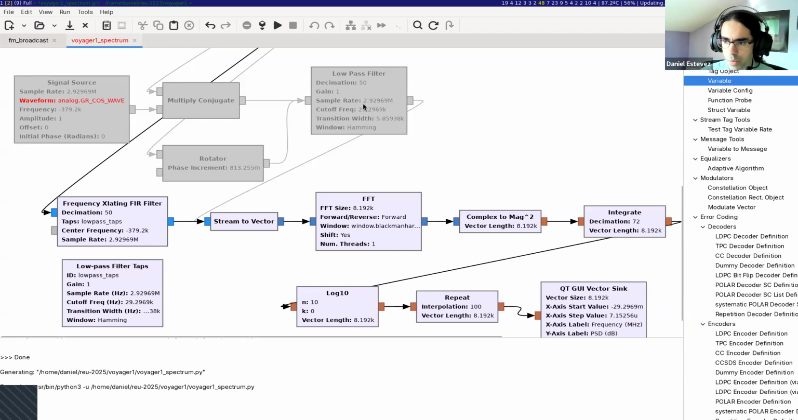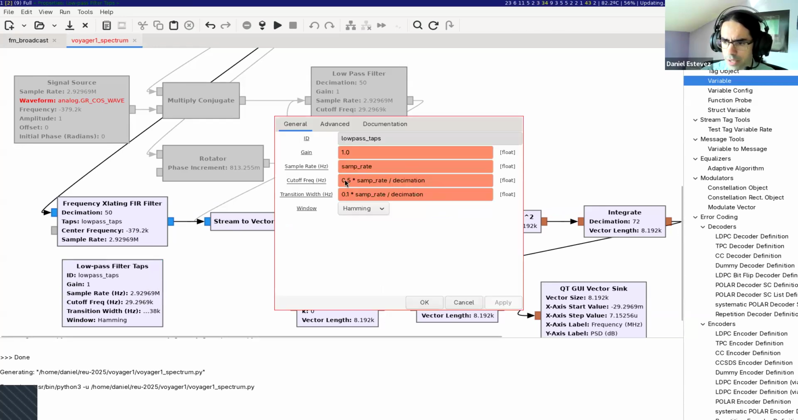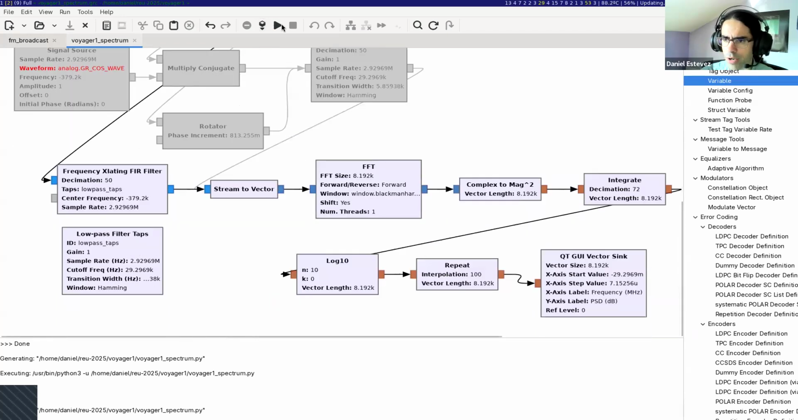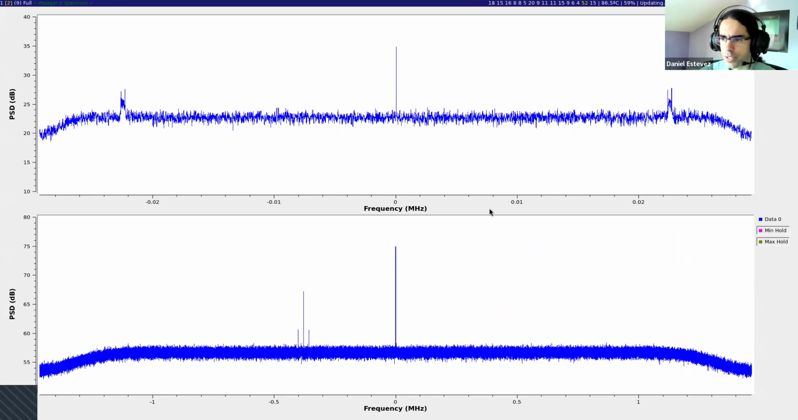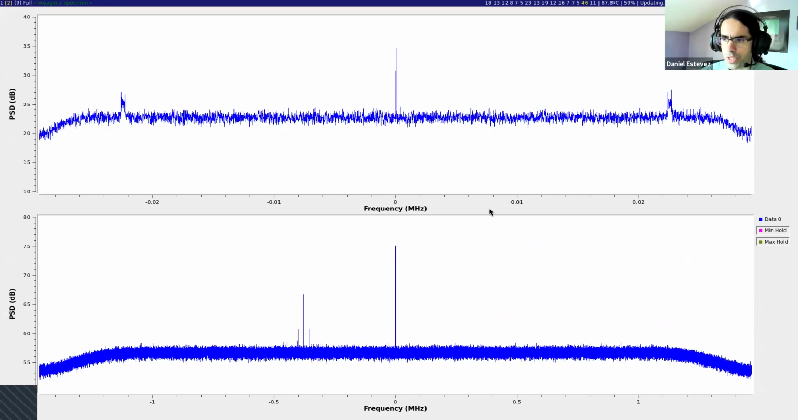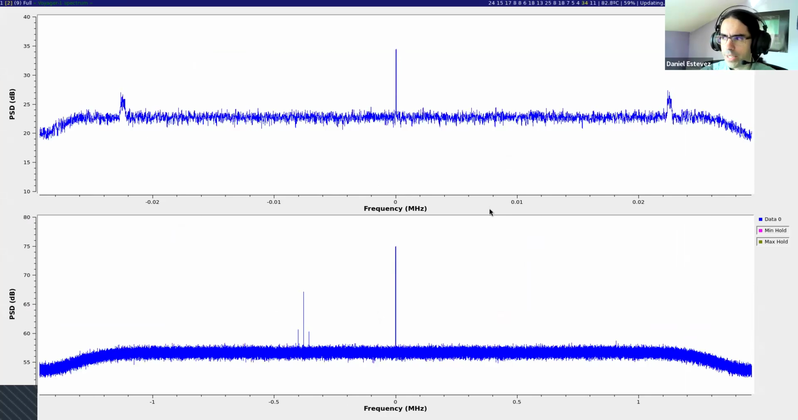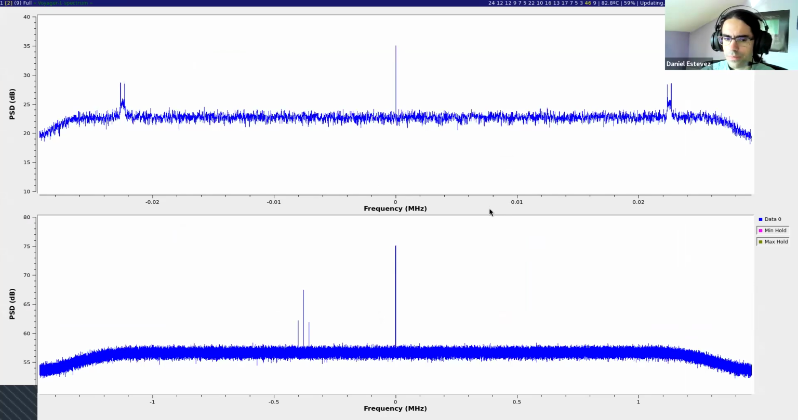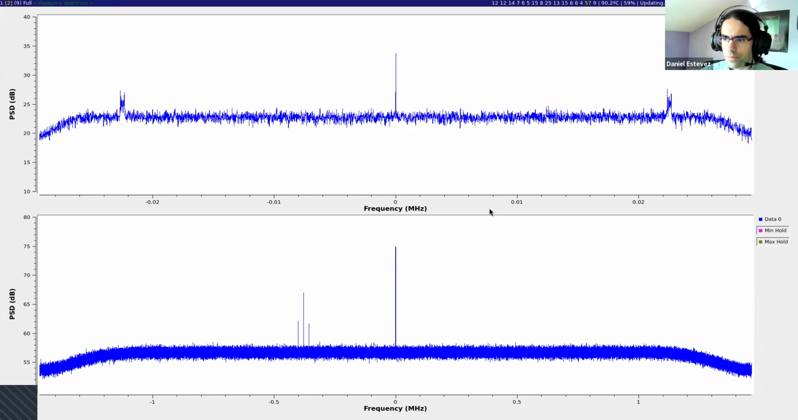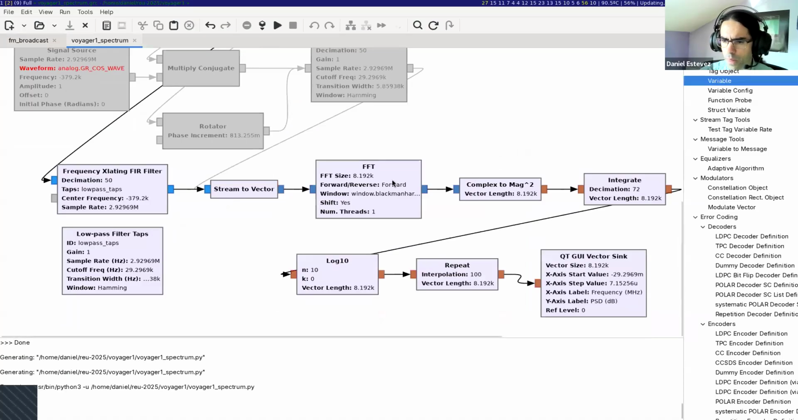And the rest, I have just copied the same formulas I had in there. So half of sample rate divided by decimation, and 0.1 multiplied by sample rate divided by decimation. And we can try this just to see that it does exactly the same thing as the other approaches. So yeah, it does. It's working as it should. Any questions? Okay. That is the end of this flow graph.